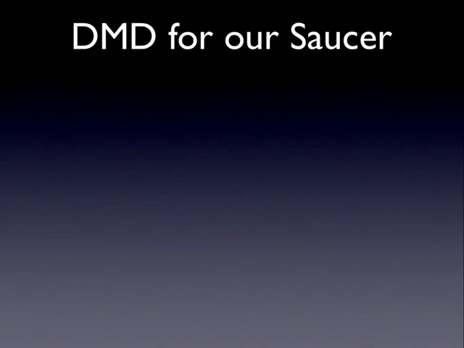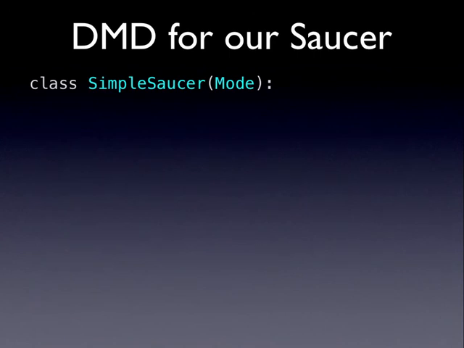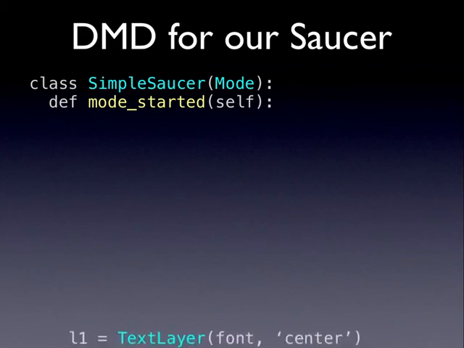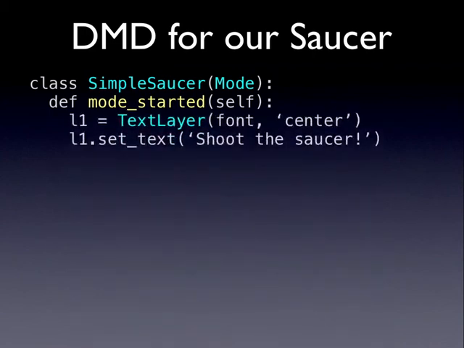So we're going to add DMD to our saucer, and we're going to add a mode started. That's pretty much just like what we saw in the game started method. We're going to create a new layer here called text layer. We're going to give it a font, and we're going to tell it, I want this text to be centered. We'll set the text. So you can imagine this would be telling the player to shoot the saucer, because they can't tell that they need to shoot the saucer.